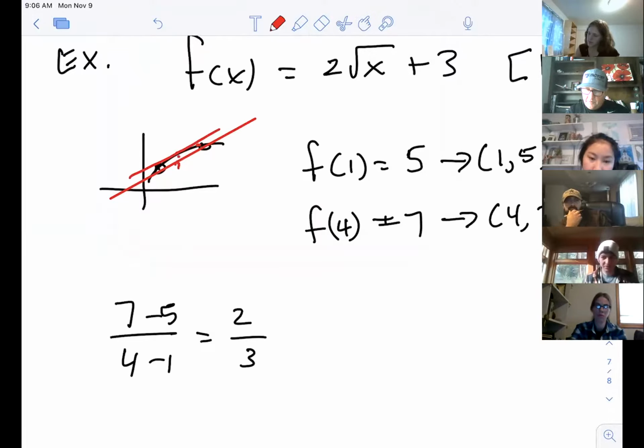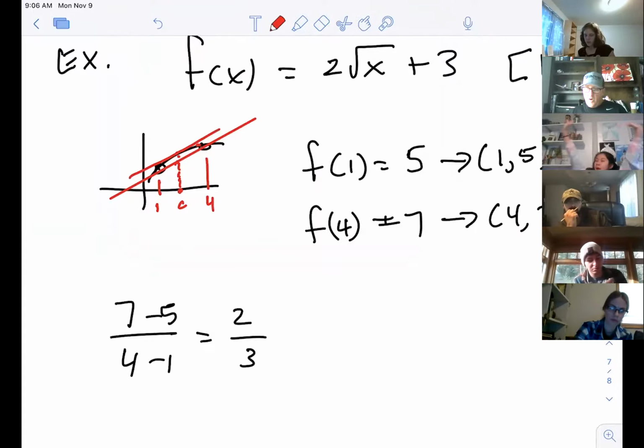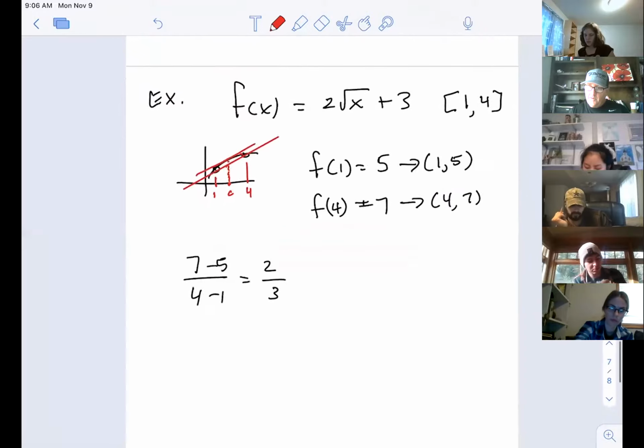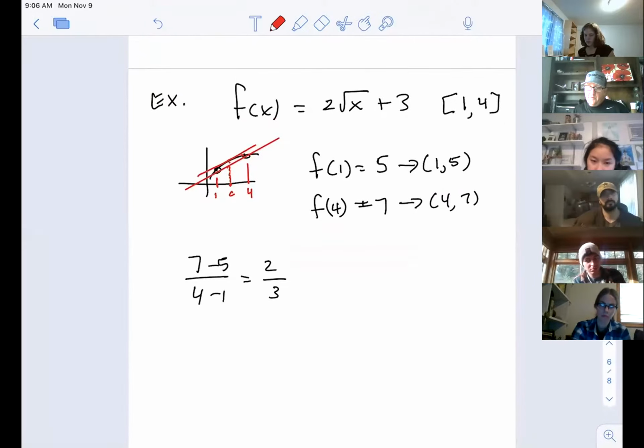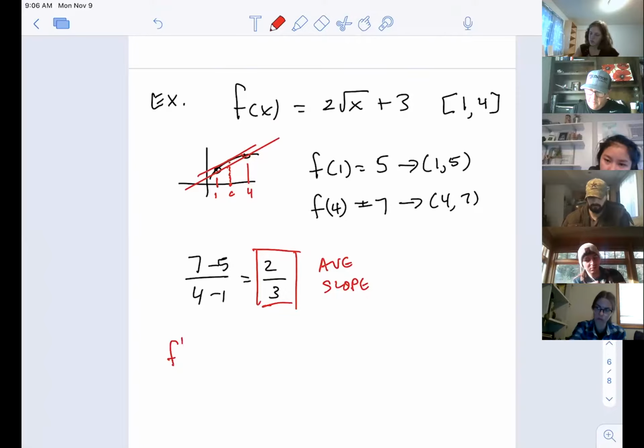So the question is just, where is that? Where's that C point down there? It's definitely between 1 and 4. Where is it? That's not hard. I just say, well, let's take the derivative and set it equal to the slope of 2/3. This is my average slope. So let's go take the derivative of our expression.